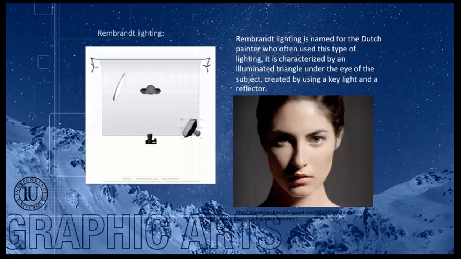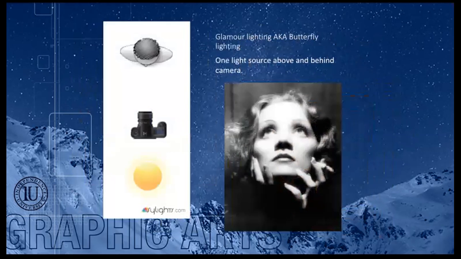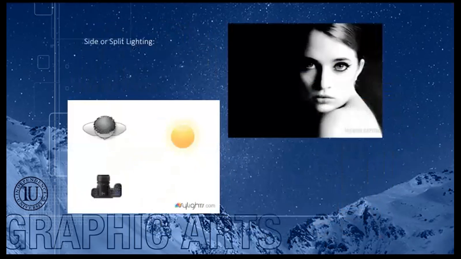We talked about the different styles of lighting, so Rembrandt lighting. You have that triangle under the eye, and this is how to get that with a reflector. We have the glamour lighting. If your ad calls for this and you have your model there, these are the techniques you need to experiment with. Side or split lighting.